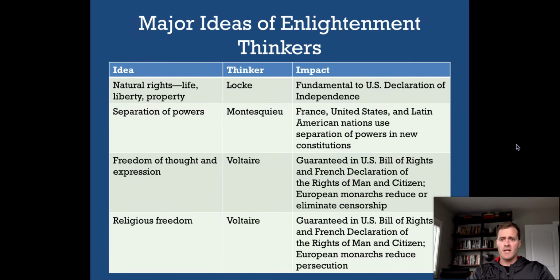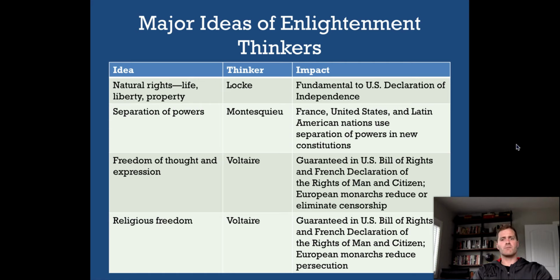The names to know for Enlightenment, of course, Locke, John Locke, and the ideas of natural rights, life, liberty, property, and that we are all entitled to those rights just because we are human, and the government's job should be to protect those rights. And when the government doesn't protect our right to life, our right to freedom, our right to pursue property, then it's our duty as citizens in a society to overthrow that government.